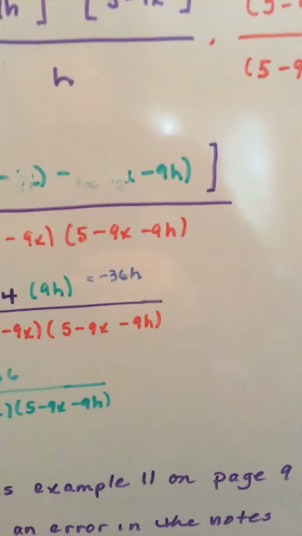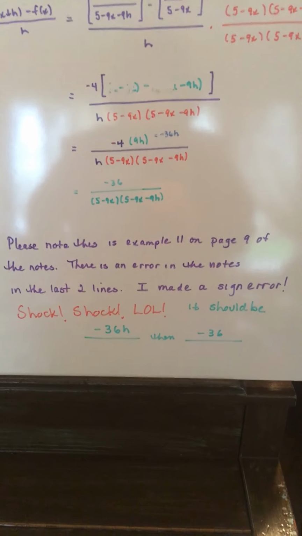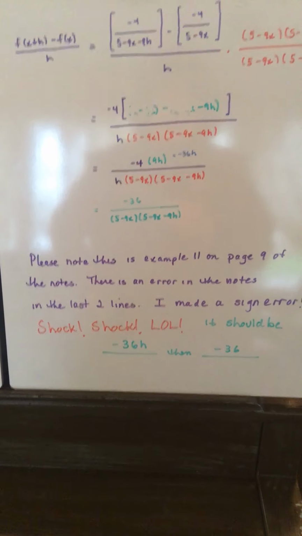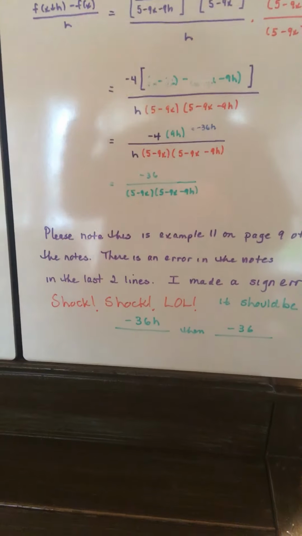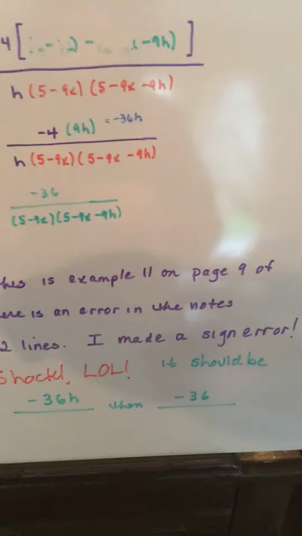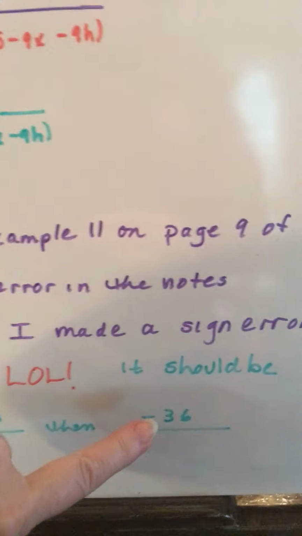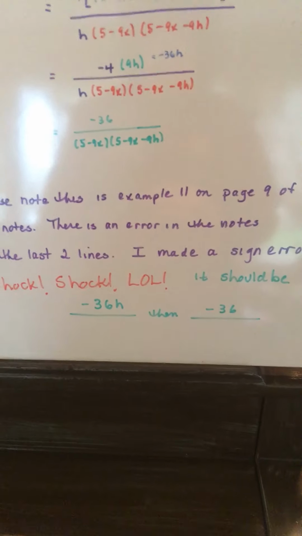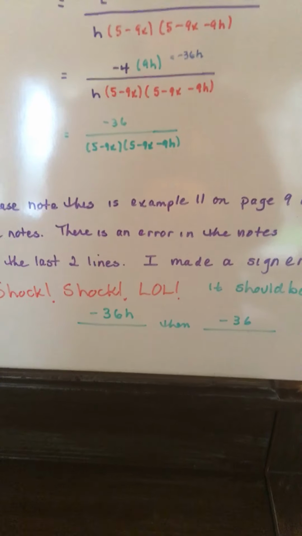The h's cancel. Now, please note that this is example 11 on page 9 of the notes. There's an error in the notes in the last 2 lines. I made a sign error. Shock, shock. Yes, you're laughing out loud. Me, a sign error. Me, an arithmetic mistake. What a shock. In my example, up here, I have a positive 36h and then a positive 36. And if you download the notes, you want to make those negatives. Teacher's having a hard day. Negative times negative times negative remained positive for her on that problem.